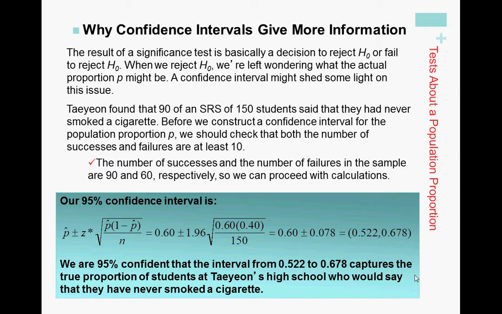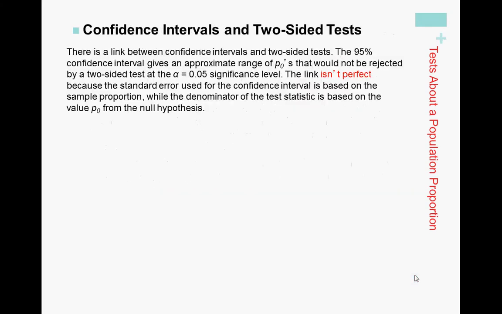Confidence intervals are related to two-sided tests. The 95% confidence interval gives an approximate range of p naughts that would not be rejected by a two-sided test at the alpha equals 0.05 significance level. The link isn't perfect because the standard error used for the confidence interval is based on the sample proportion, while the denominator of the test statistic is based on the value of p naught from the null hypothesis. So again, it's back to that difference between p hat and p naught in the standard deviation.